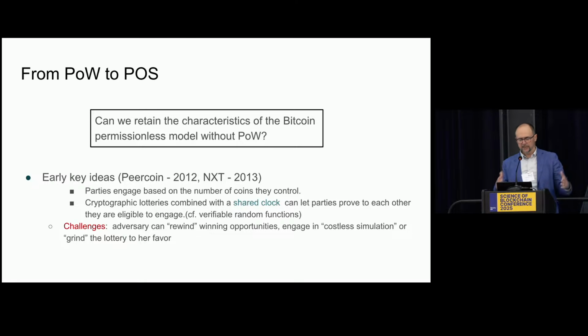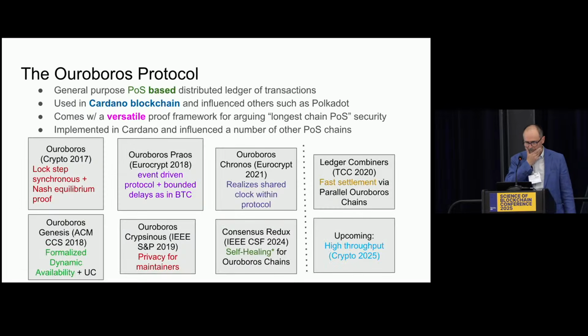So these ideas were used in some way, but unfortunately, there were many challenges that came with these constructs. For example, it was observed early that the adversary can rewind these winning opportunities, run them many times, perform so-called costless simulation attacks, or somehow grind those lotteries to their favor. These were all attacks that you could not do in any straightforward way in the case of Bitcoin. So the question looming was, is the protocol still secure, or is there a new attack vector that had not been anticipated, exactly because the attack surface of the protocol was now bigger? This question alone has motivated a lot of research in the blockchain space.